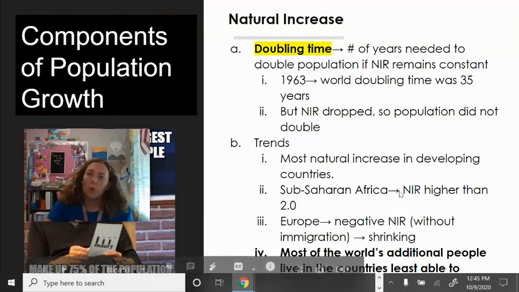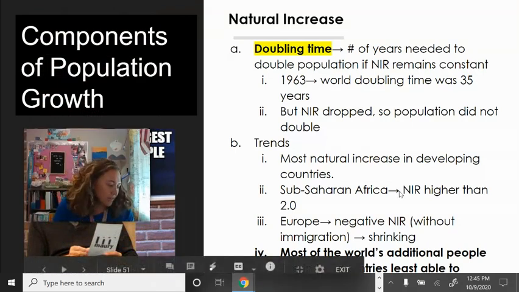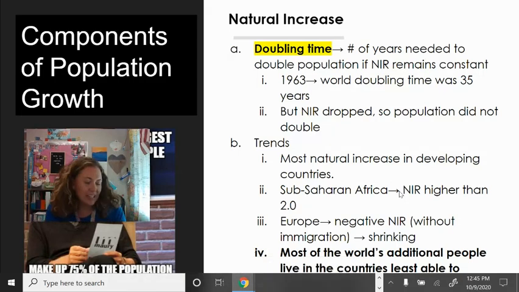When we're looking at natural increase rate, we definitely have to take into account what we would consider the doubling time. That's basically the number of years needed to double the population if that natural increase rate remains constant. In 1963, at the rate the natural rate was, we were going to double our population in 35 years. However, natural increase rate dropped, so we did not actually double, which is good. I'm not sure we could have dealt with that, okay?